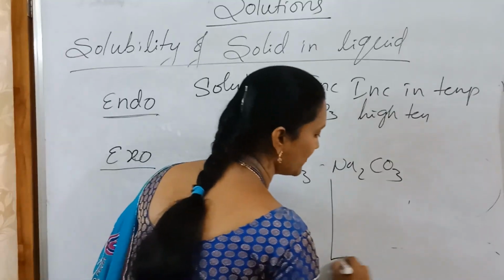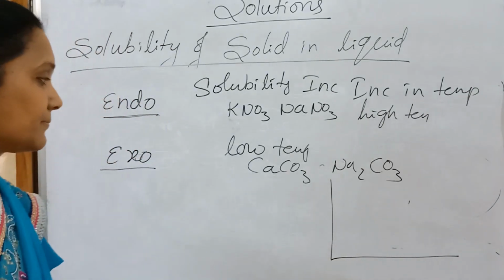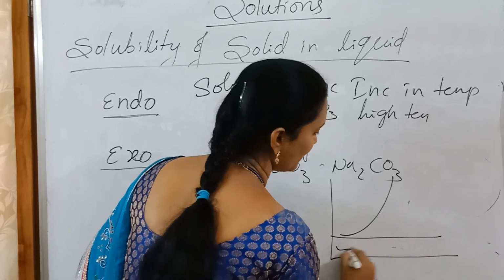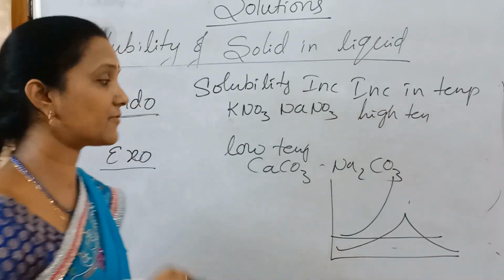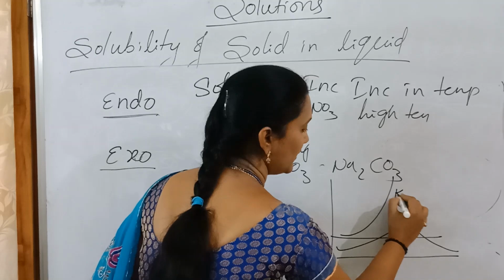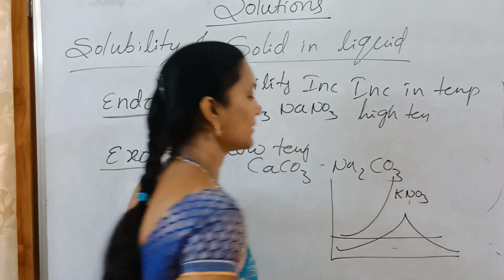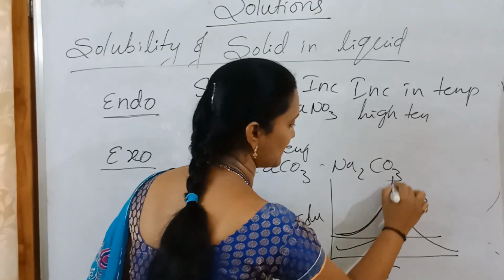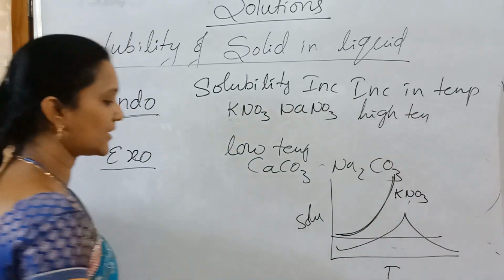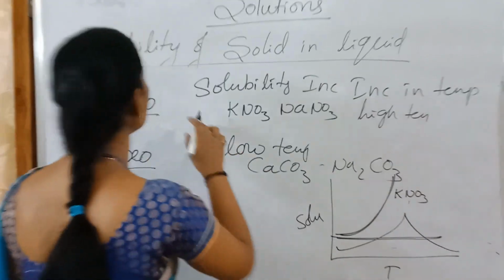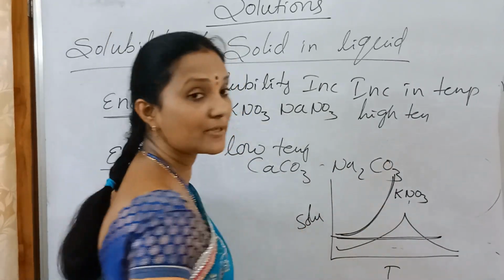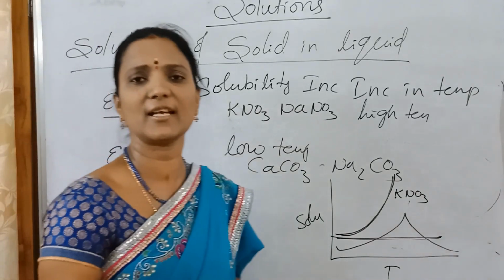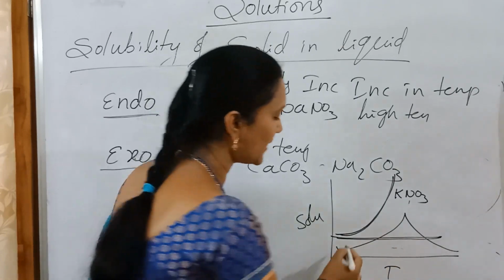For example, here they will give a graph like this. This is a very important one. It is KNO3 or NaNO3. It is endothermic. As the temperature increases, solubility increases. And this is NaCl. NaCl is also endothermic, but the change in delta H is negligible. That's why we are getting a nearly flat curve like this.